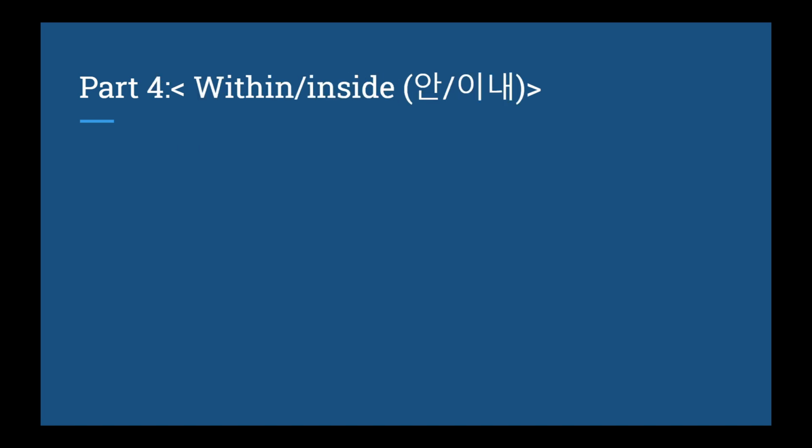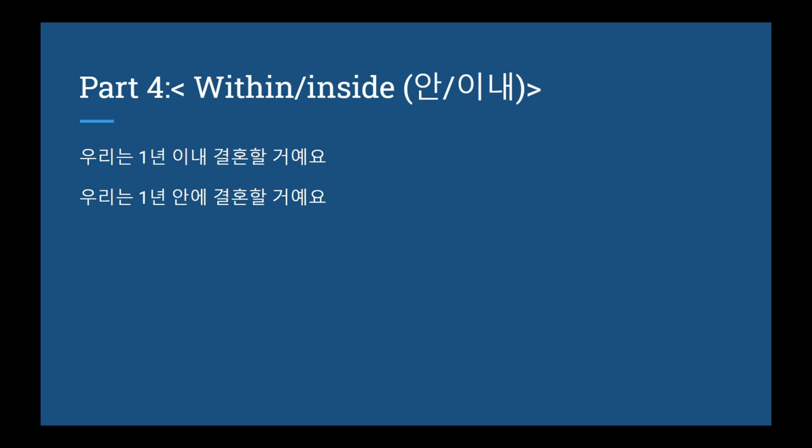Alright, 안에 and 안 and 이내. We learned previously that 안에 can mean to be inside of something, like inside of a box or inside of a house. Well, let's see how to say inside of a time period. 우리는 1년 이내 결혼할 거예요. And 우리는 1년 안에 결혼할 거예요. These both mean we will get married within 1 year. The sentences have the same meaning.